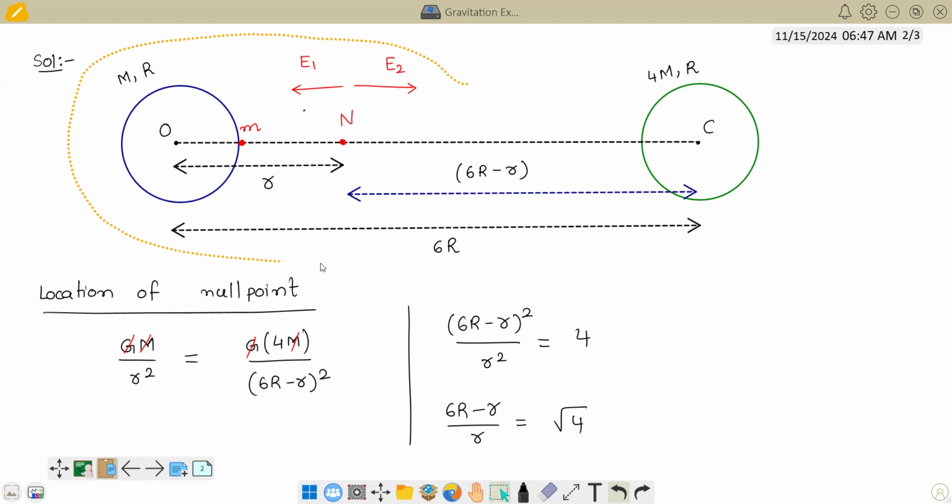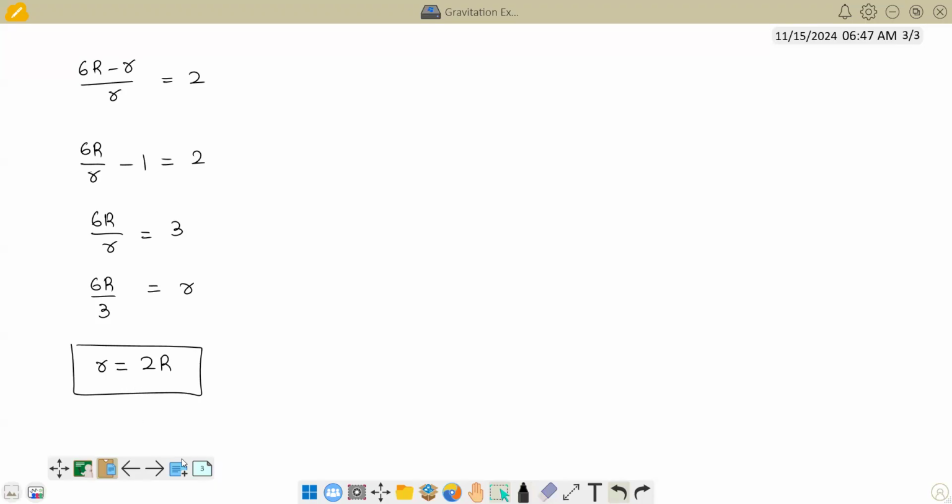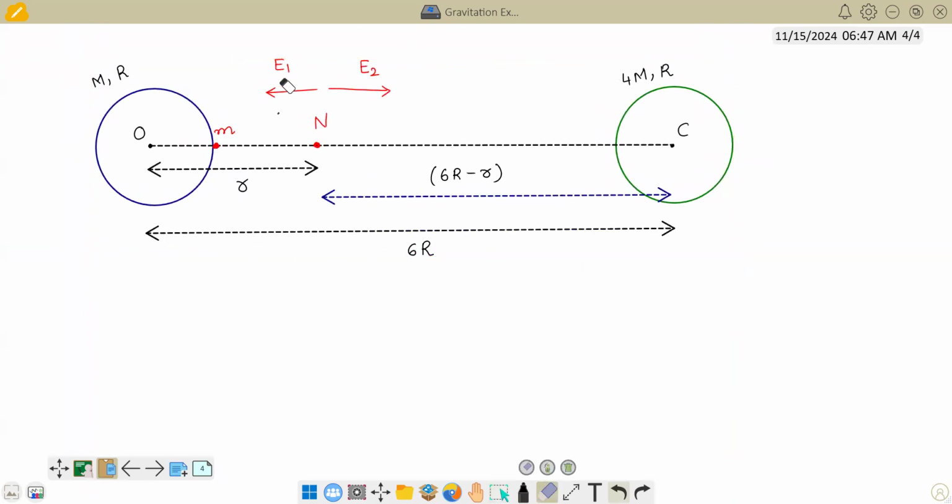Let me take this to the next page and redraw this diagram. So once we got the location of the null point, let us redraw the diagram. We got R as 2r, and this one would be 6r minus 2r, so it would become 4r. Now we have to give it a velocity v such that it crosses this null point. Let us use the total energy equation to solve the problem. The work energy theorem says that initial energy equals final energy.